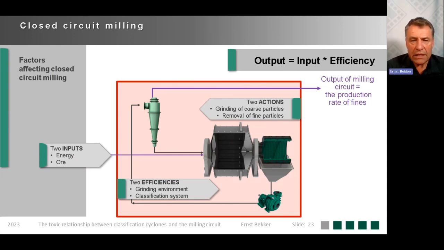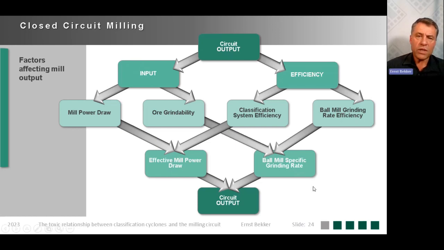Now, coming back to the cyclone itself and the grind. There are two inputs into this milling circuit, energy and ore. There's an output of this milling circuit, and that's the production rate of the fines. There are two actions taking place, the grinding of the coarse material and the removal of fine material. So essentially, there are two efficiencies, a grinding environment efficiency and a classification system efficiency. So when we start looking at this circuit output, it's a function of input and efficiency. Input relates to mill power draw and the grindability of the ore. Efficiency relates to classification system efficiency and ball mill grinding rate efficiency.